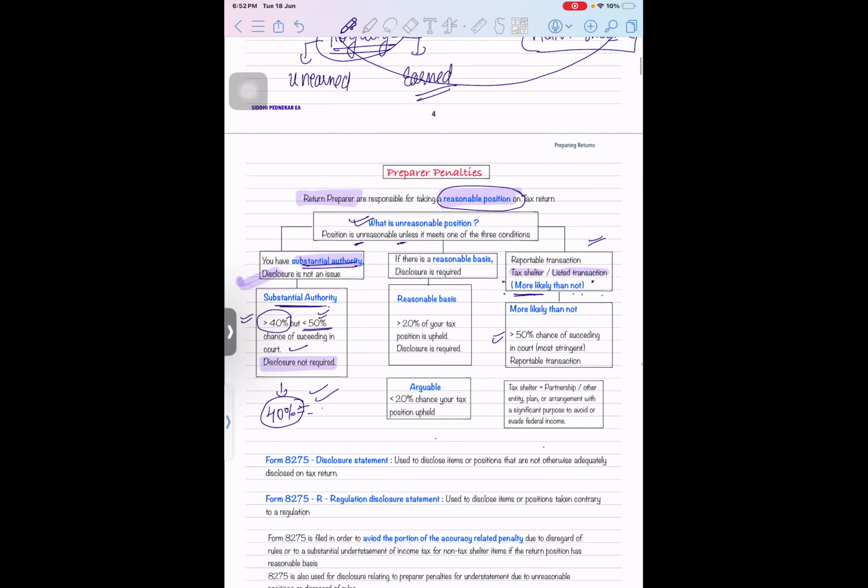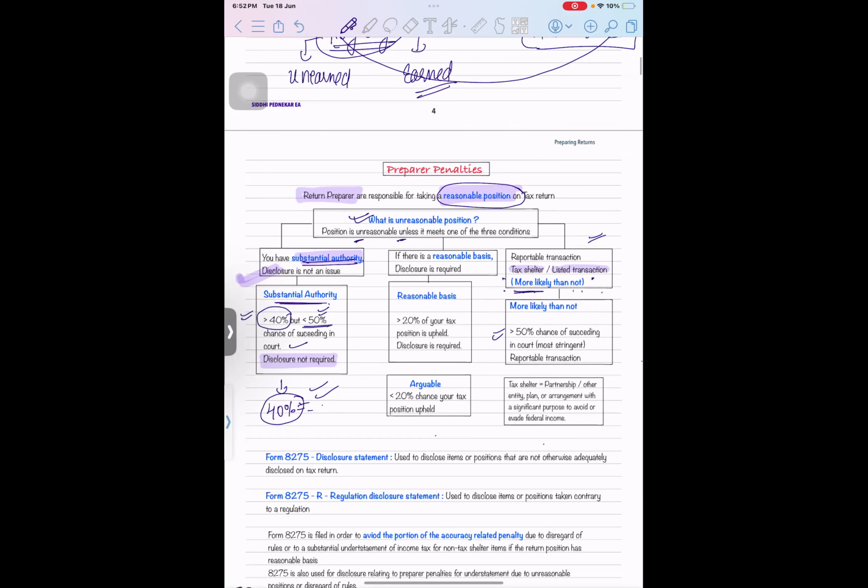That is one example. So when you feel that more than 50% chance of succeeding is there in this kind of case, but what kind of case? If it's a reportable transaction, a tax shelter, or a listed transaction. Tax shelter means you have done some tax planning strategy where there is a tax saving. Okay, so let's say, let me remember the example. Let's say there is one.